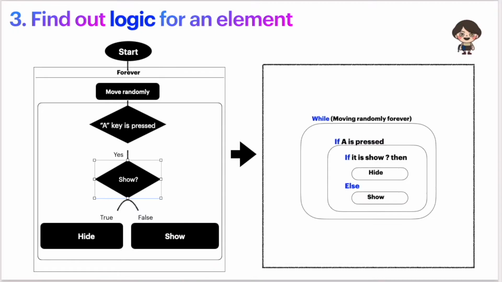Next, the third step is finding out logic for an element. At first, an element can be considered to be letter A, because this letter A is the subject of action. So what A does becomes a logic. Therefore, the collection of these blocks, move randomly, A key press, show, hide, and show, will become a logic.